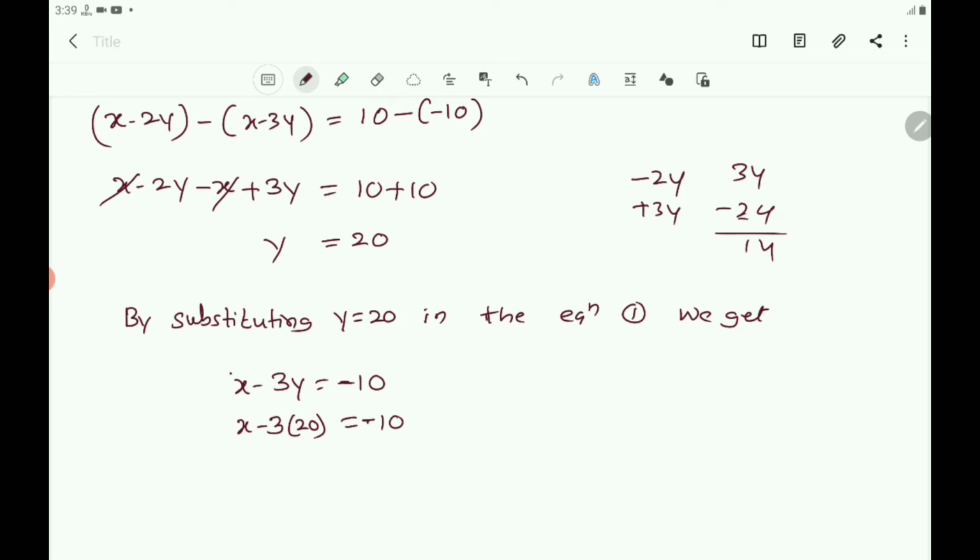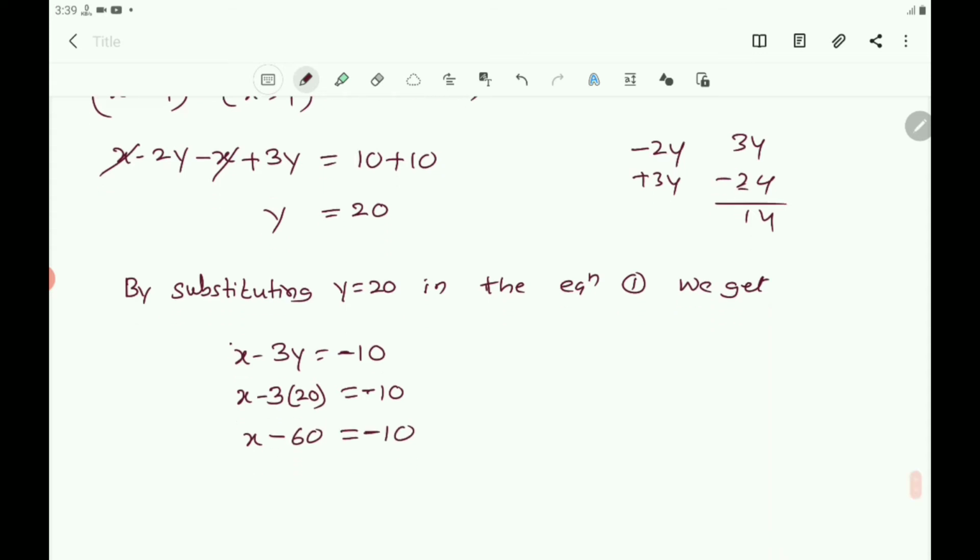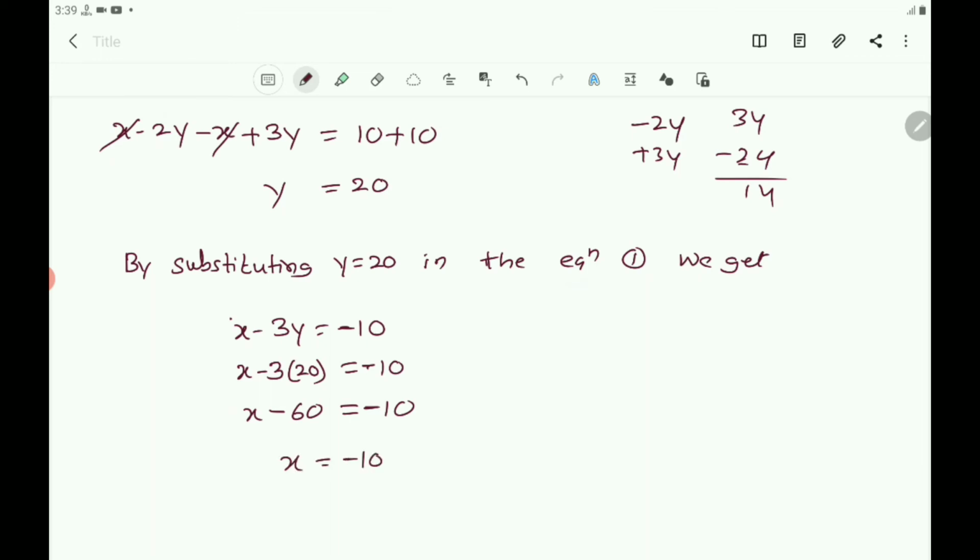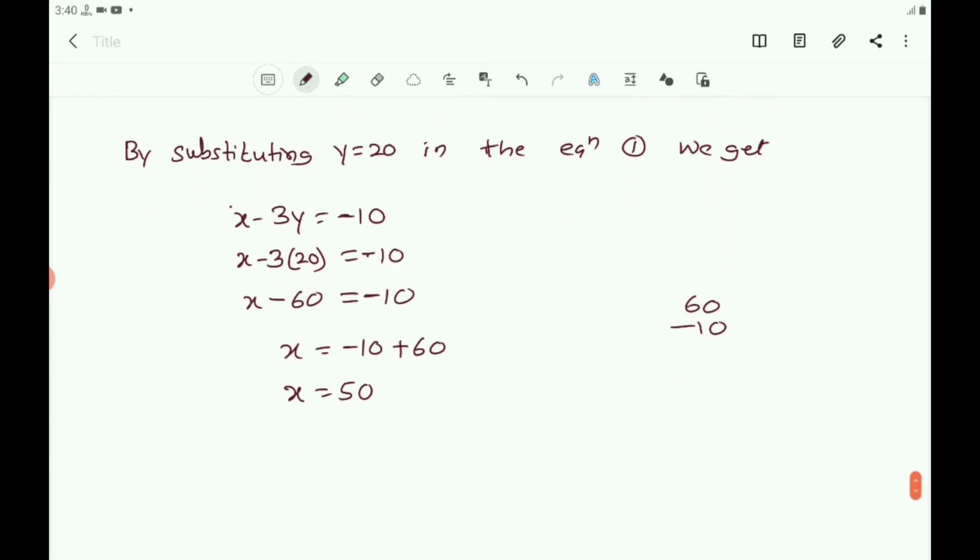Then x minus 3 into 20, that is minus 60, is equals to minus 10. Then x equals minus 10, minus 60 must be transferred to the RHS. It becomes minus 10 plus 60. That is nothing but 60 minus 10. So you got x equals 50. Hence, here x is the age of Nuri and y is the age of Sonu. Then Nuri's age is equals to 50 years.